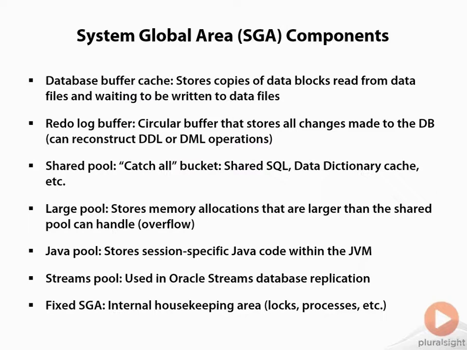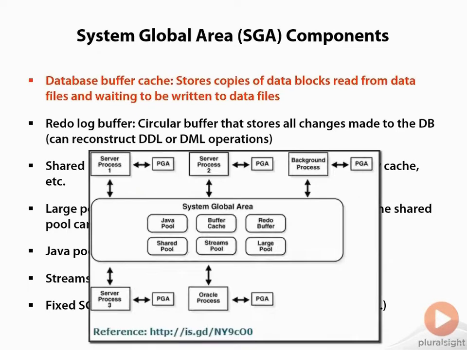Let's briefly discuss the major components of the System Global Area. Like I said, this is a memory area that's all volatile information. So what is most important to me are things like the first two items here, the database buffer cache. This is a memory cache that stores copies of data blocks that have been read from data files and have not yet been written back to the data files. Maybe they don't need to be written, but just as likely they were. So you have various stages of the buffer cache.